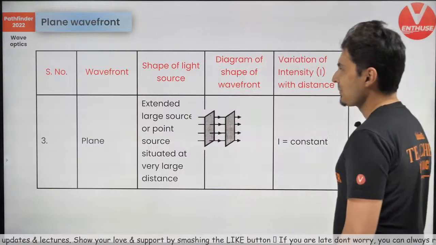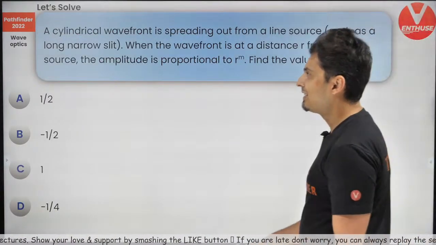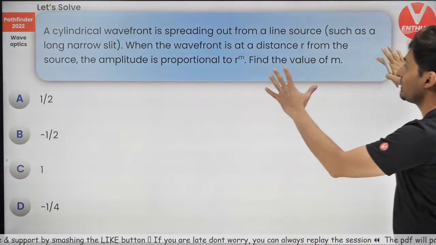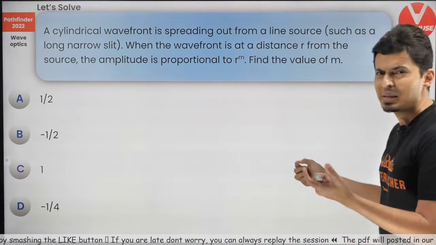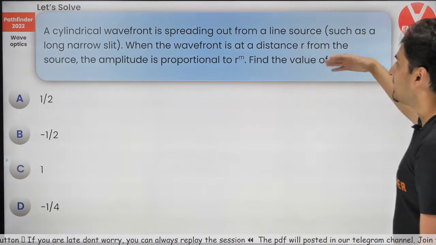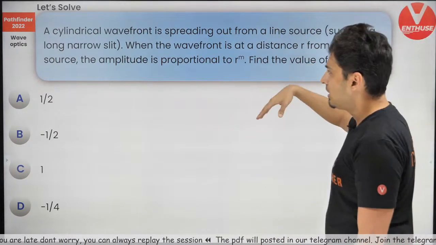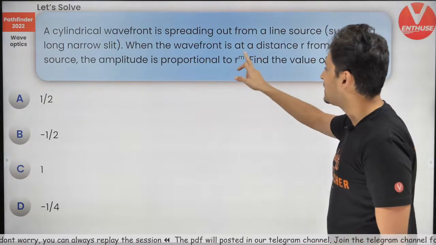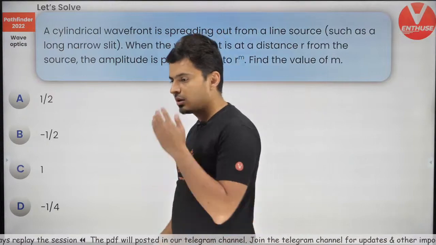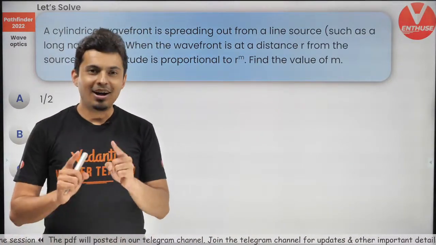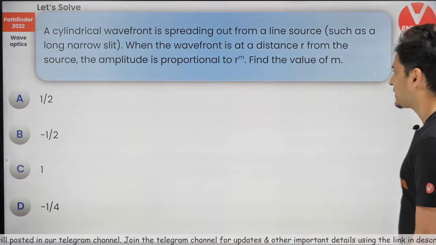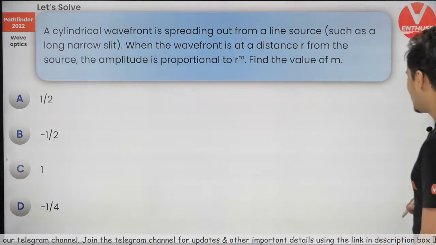That's what it is. Okay, let's start solving some questions, and here is the first question on your screen. A cylindrical wavefront is spreading out from a line source, maybe like a narrow slit. When the wavefront is at some distance r, the amplitude is proportional to r raised to m. What is the value of m? Think about it. r is the distance from that source. Think what is the formula for a cylindrical source and how should amplitude change with it.